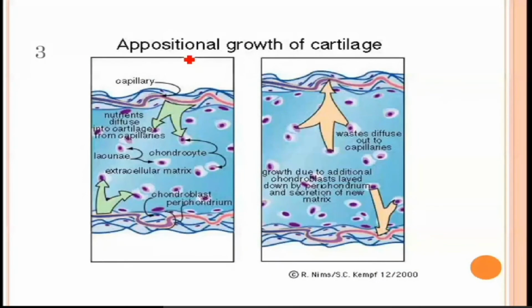The second is appositional growth, which is growth from the edges, right? So say if this is some bone, this width has to be remodeled and increased. So this width will be increased by appositional growth. What happens? A similar mechanism, the chondroblasts on these edges start producing more and more matrix along this wall. Okay, that will push this wall outwards, and the width of the cartilage will increase, this into this.